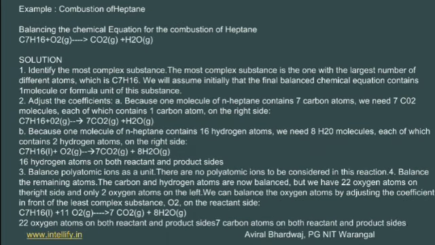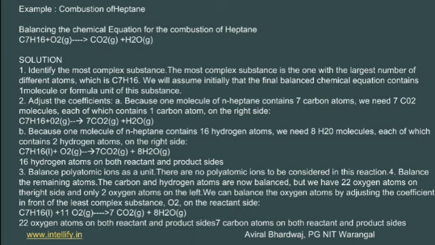I will give you an example: the combustion of heptane. Heptane is C7H16. Combustion means addition of O2, which gives CO2 plus H2O. This is the reaction we need to balance. Firstly, we need to balance the carbon. On the left side there are 7 carbons and on the right side 1 carbon. So balance 7 on the right side. Now 7 carbons is okay.